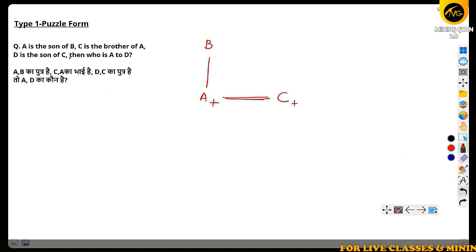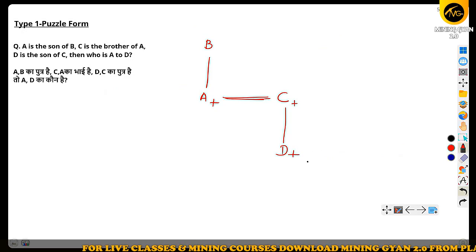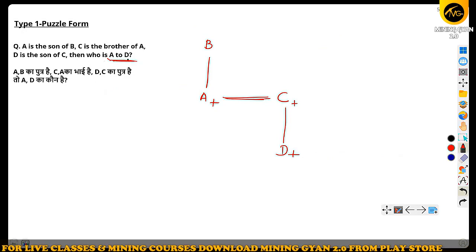Now D is the son of C. So C will be the father and D will be the son. So D is in the lower generation and C is in the upper generation. Now then, who is A to D?